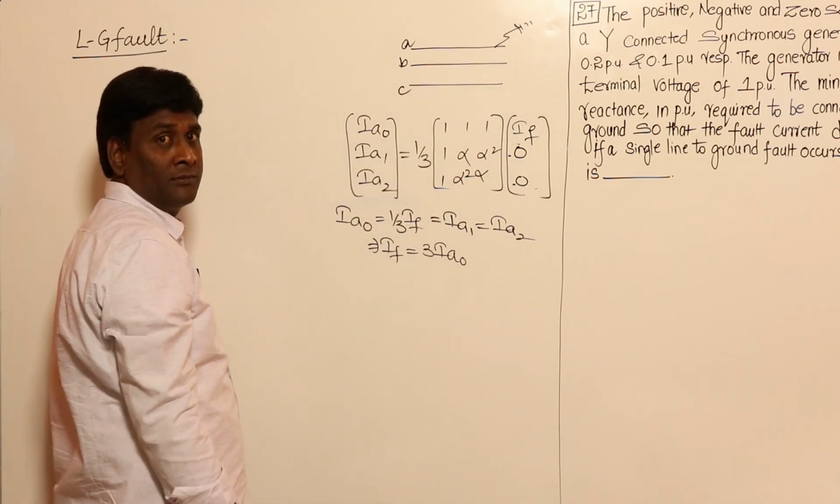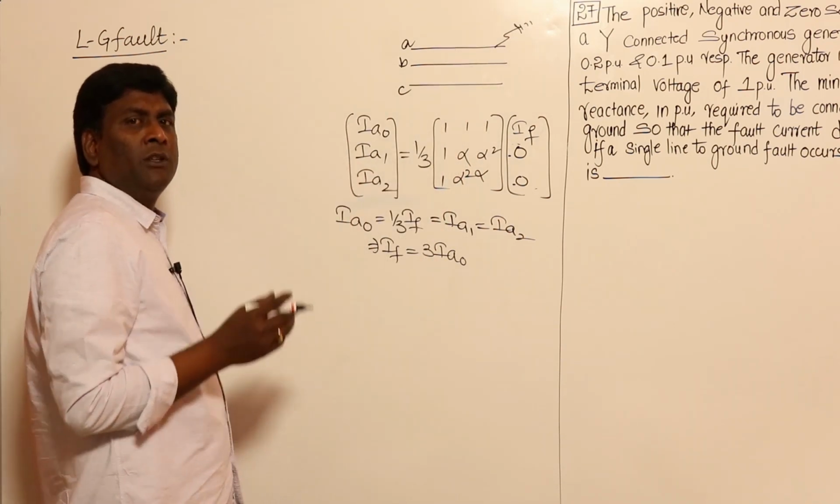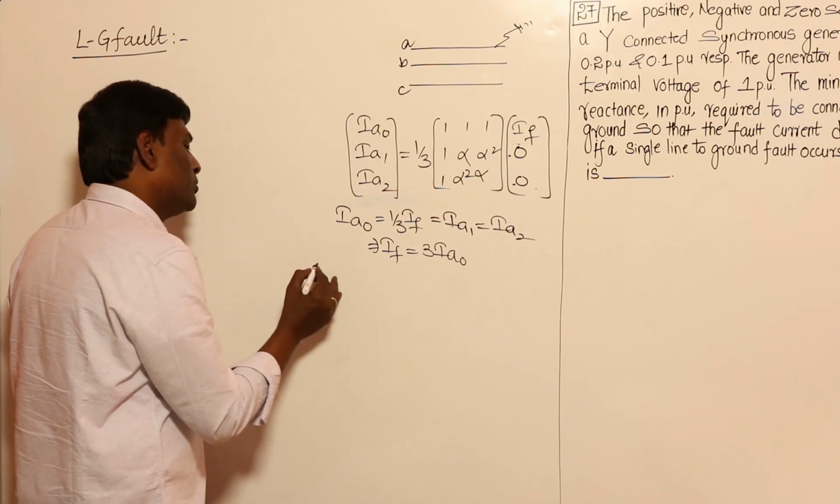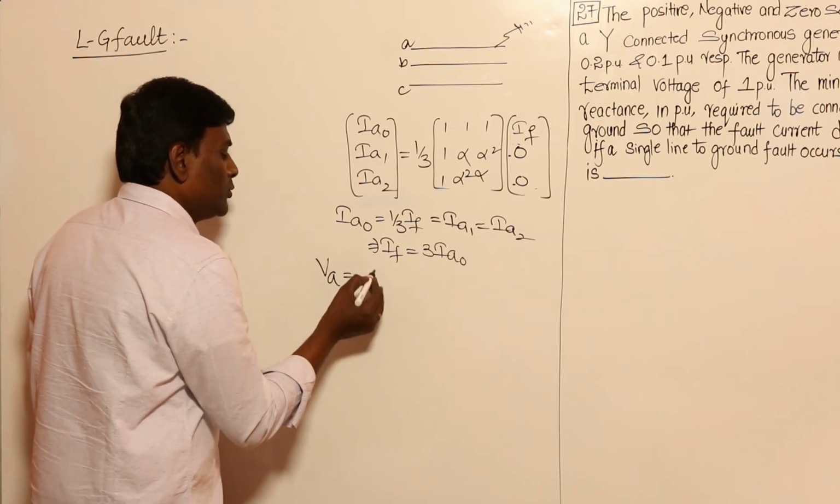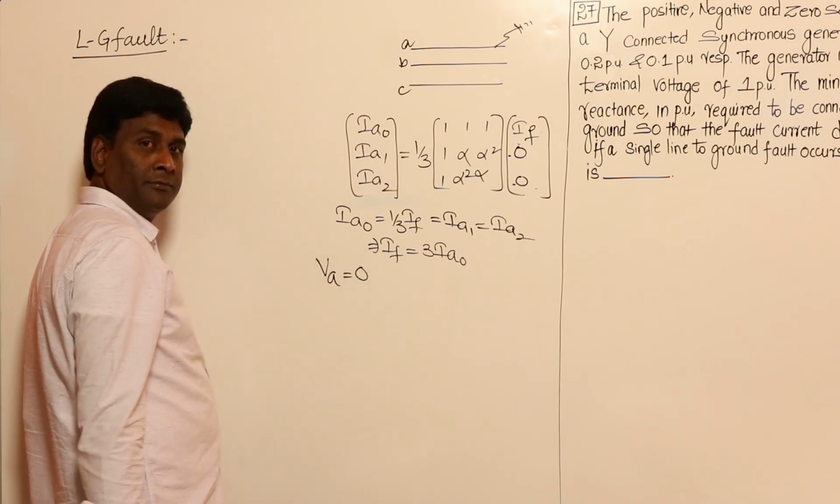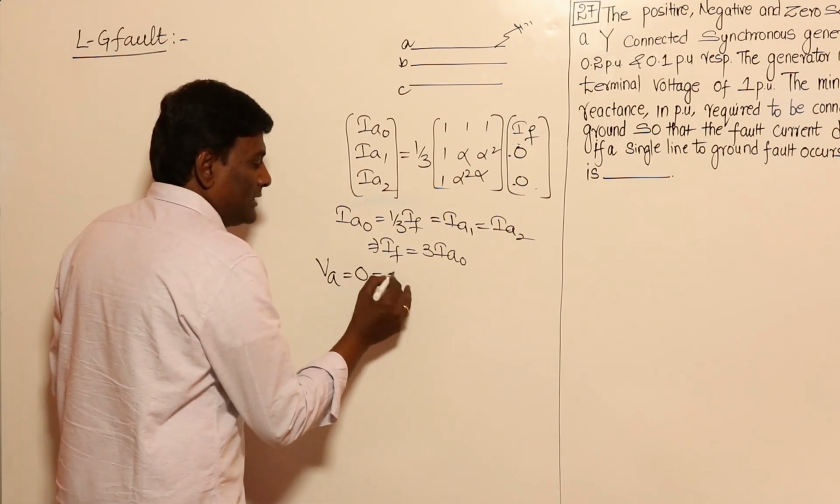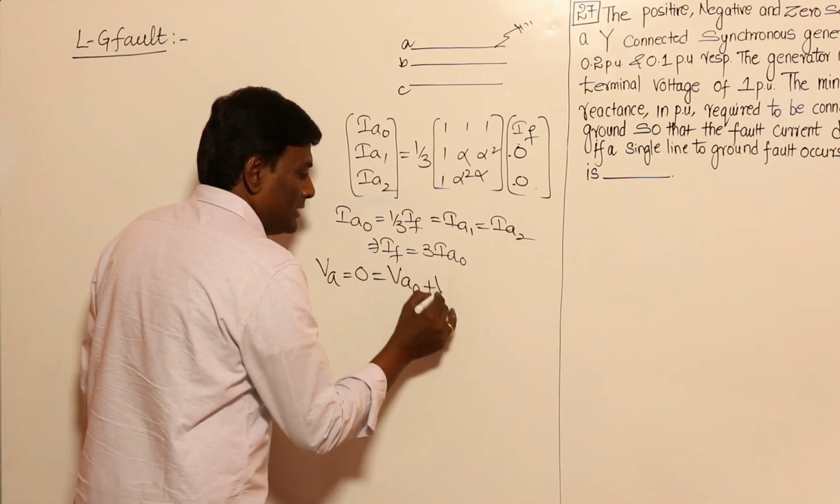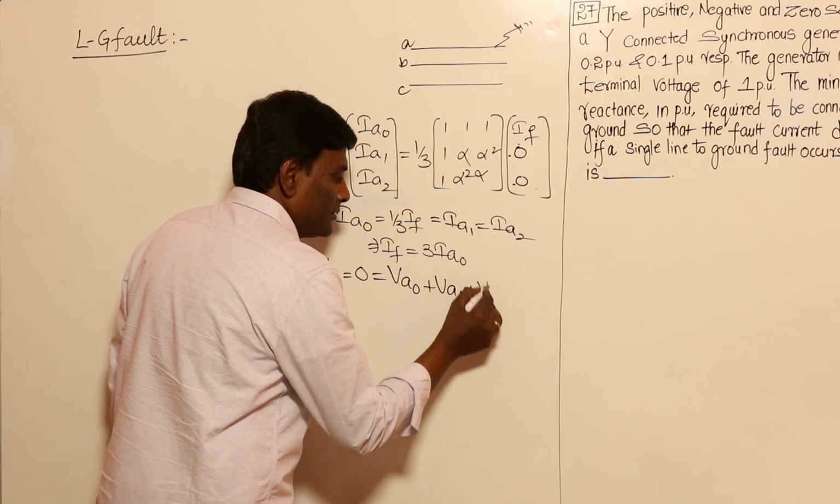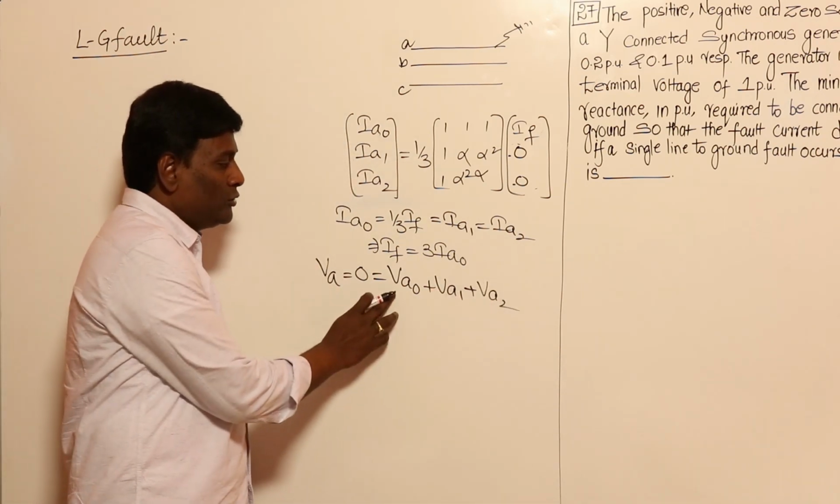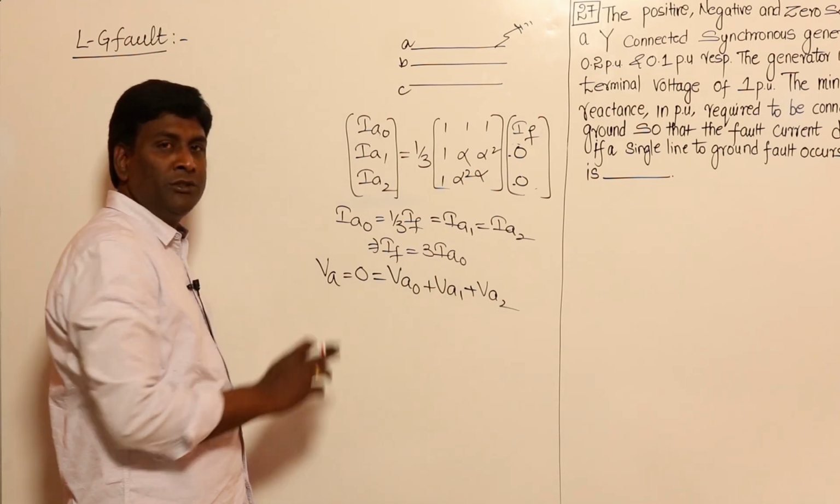And the next thing is, what is VA here? The voltage is going to be 0, if it is directly grounded without any fault impedance. If you have fault impedance, that fault impedance has to be added later in the network. So VA is 0, that is VA0 plus VA1 plus VA2 is going to be 0.